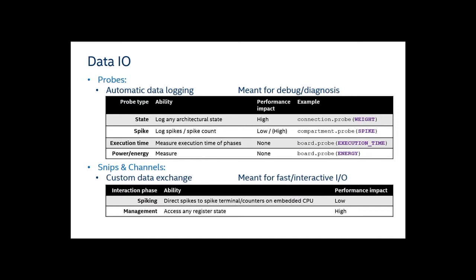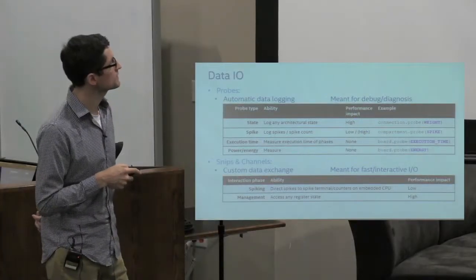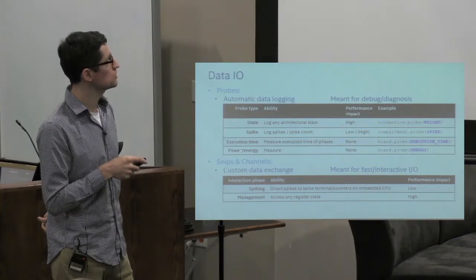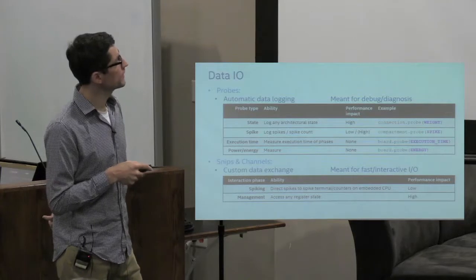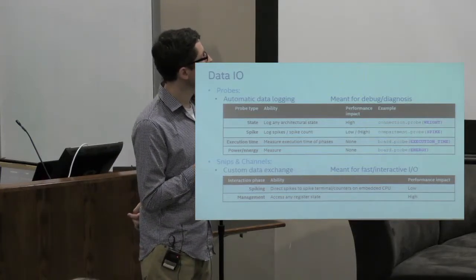One mechanism that we provide through the SDK is probes. Probes are a special class in the system meant for automated data logging, and more specifically for debug and diagnostics, because they may have a high performance impact in some cases. And we have different flavors of probes: state probes, spike probes, and then performance, execution, and power related probes. This table shows what the performance impact of those will be and what they can do.